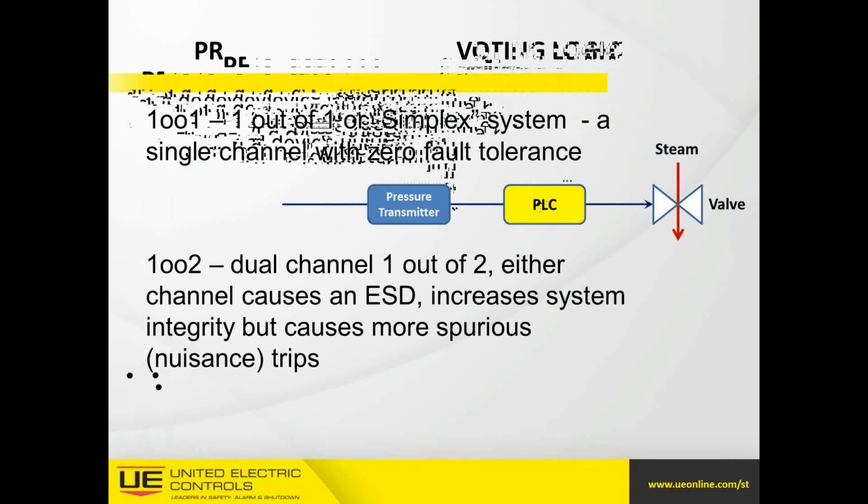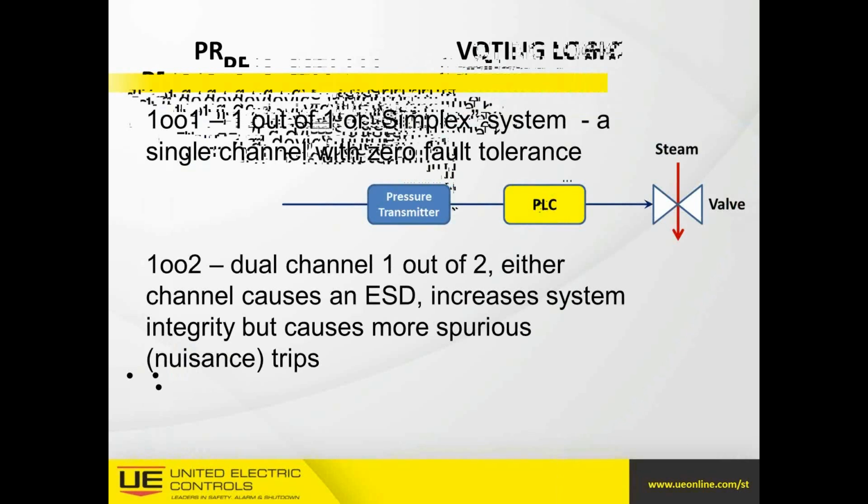1 out of 2, or dual channel, is probably the most popular. I've got 2 transmitters here, and these 2 transmitters are basically monitoring the process. I've got a safety PLC and a final element. If one of these transmitters happens to fail, I've got a backup, and if it's a good safety transmitter with a high safe failure fraction, it's going to tell that PLC it failed. At least I'm not running unprotected. I've got time to get out and repair the device.